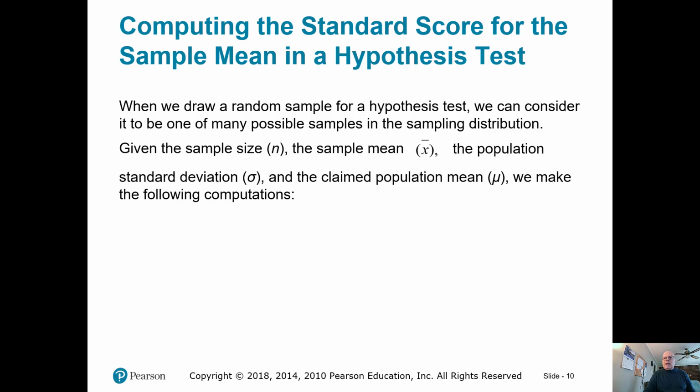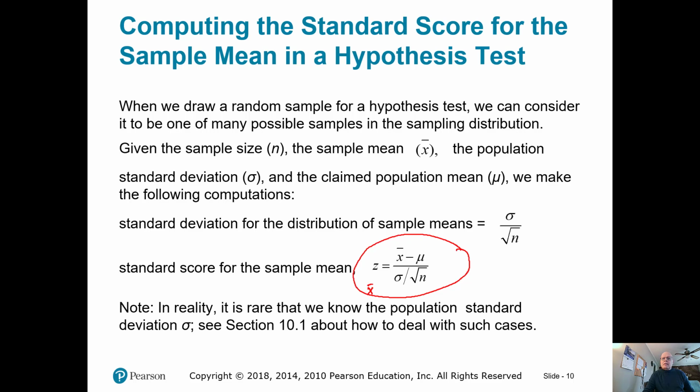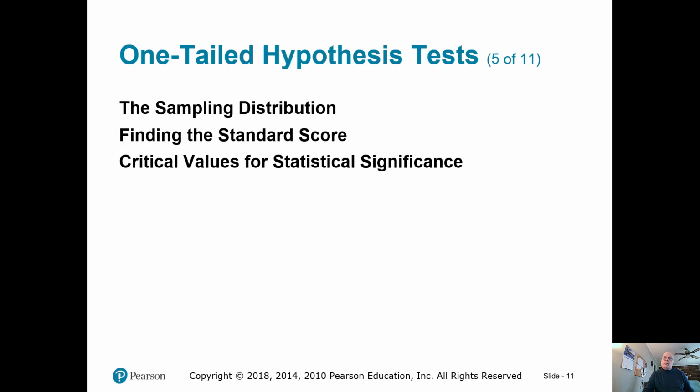It gives the sample mean and the population standard deviation and the claimed population mean. Using those, we get the standard score, which is down here, that's the z-score, for our x bar. Next, we're going to find the critical values. In other words, where are our cutoff points?